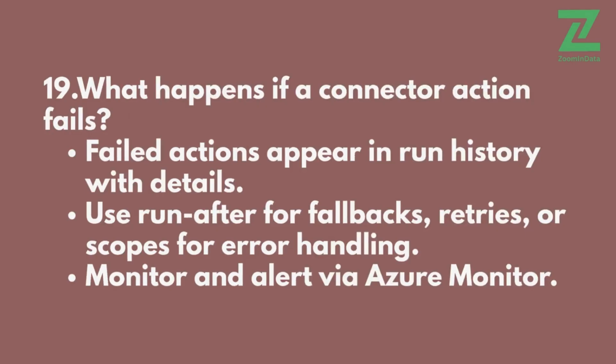What happens if a connector action fails? Failed actions appear in run history with details. Use run after for fallbacks, retries, or scopes for error handling. Monitor and alert via Azure Monitor.